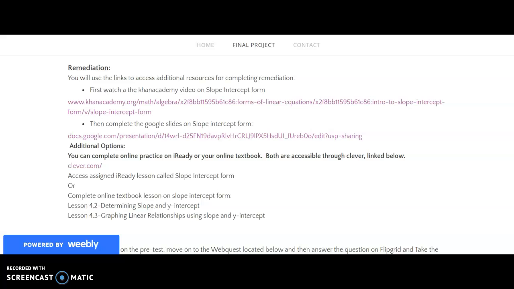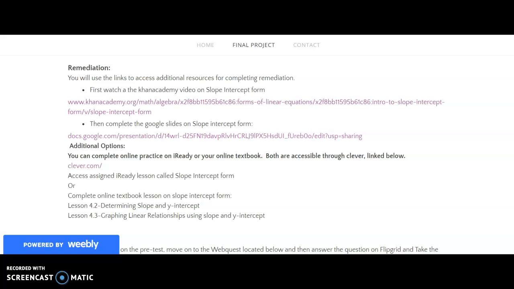The very first thing that they're going to do for remediation is watch a Khan Academy video on slope-intercept form. And then they're going to complete a different Google slide on slope-intercept form. This is more interactive, going back through the notes and back through some practice. There are also additional options. They can complete online practice in iReady or their online textbook. Both are accessible through Clever, and I've linked Clever for them.